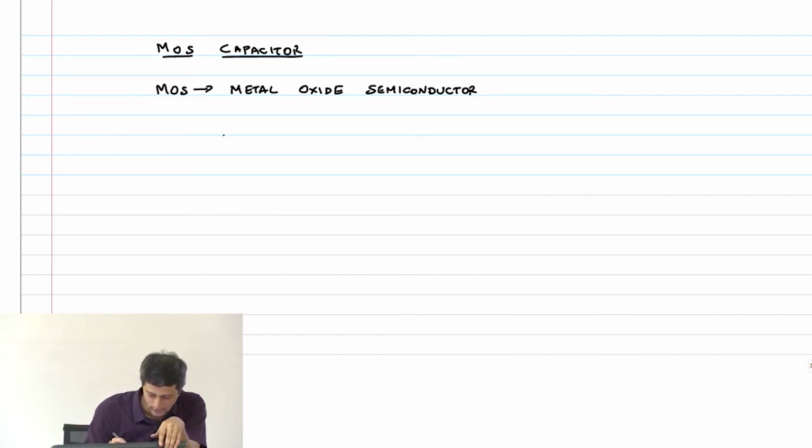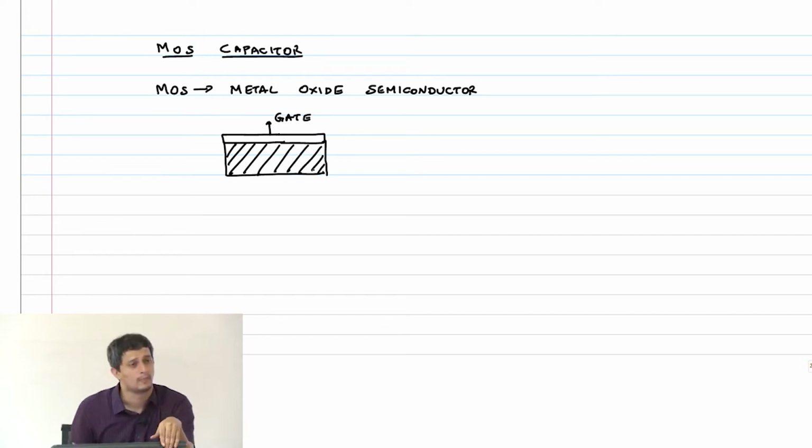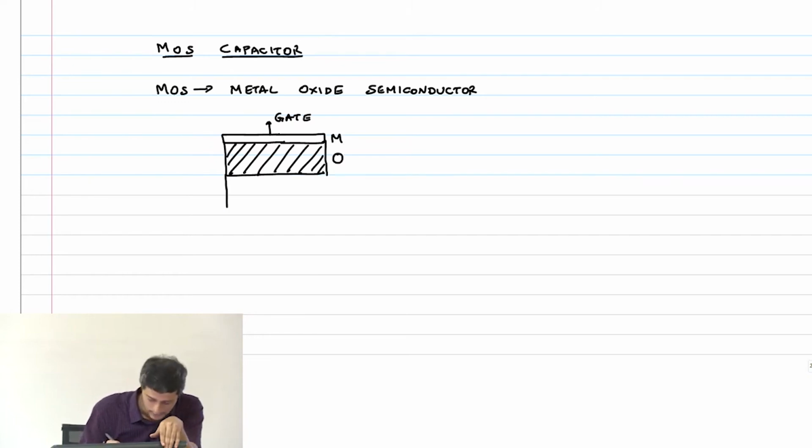So the structure of the device is the following. You have a metal which is called the gate. Then you have a thin oxide, by thin I mean maybe a nanometer at least, maybe 3 to 4 nanometers at most. This is metal, oxide, and then you have the semiconductor which goes pretty deep. This second terminal is called the body.